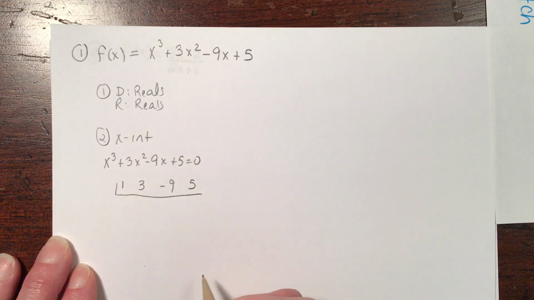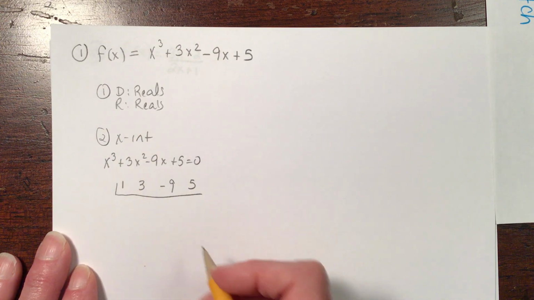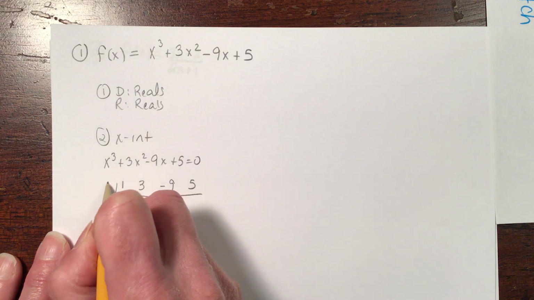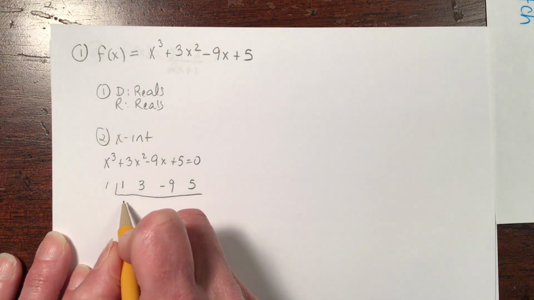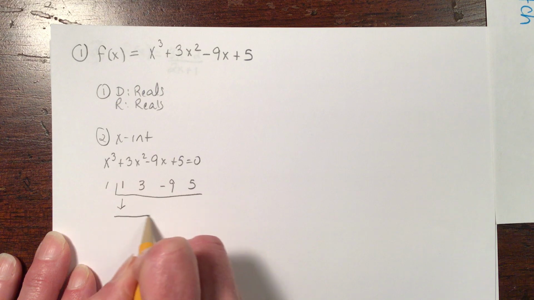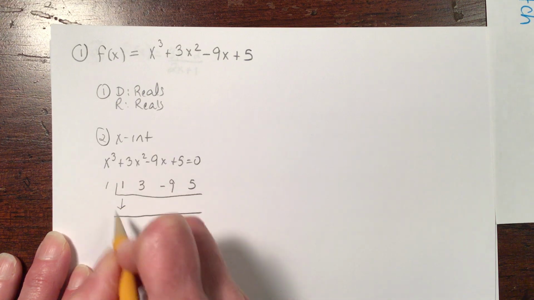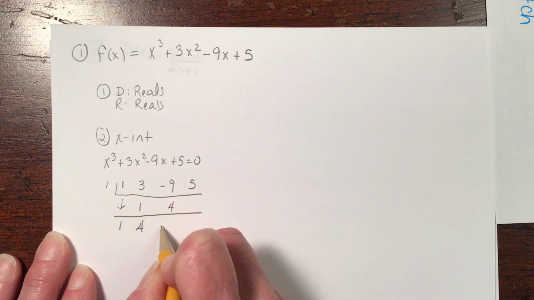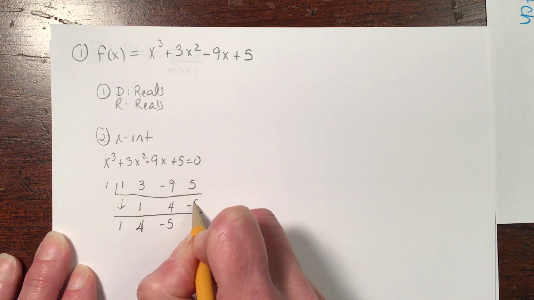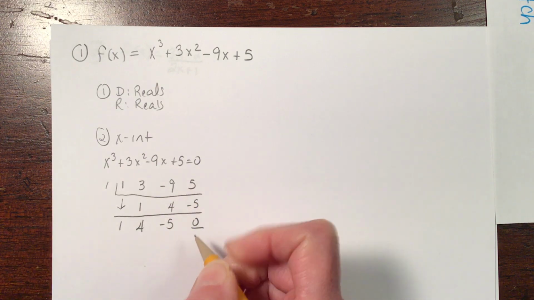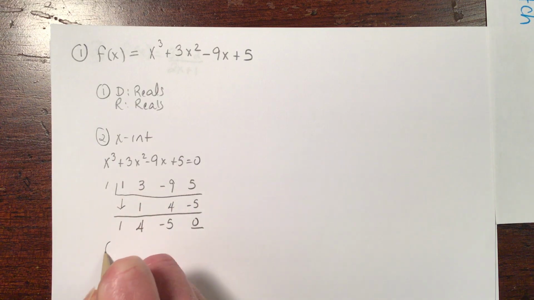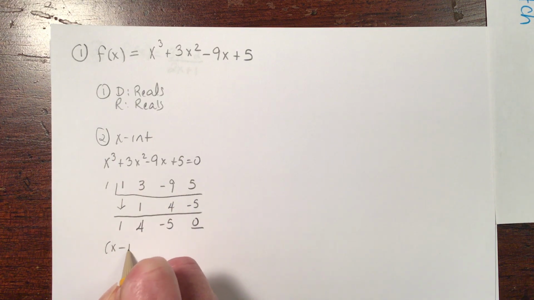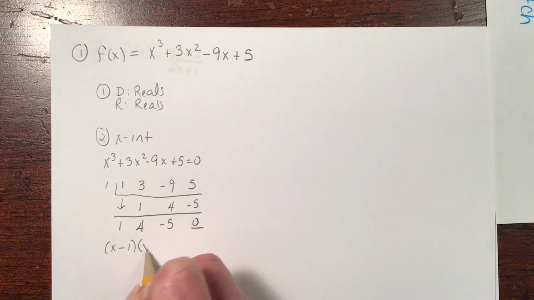With synthetic division, we have to have an x-intercept to start with. My hint here is to always start with 1. Use that as your guess. More often than not, it's going to work. Or I get -5, -5, 0. So basically what we did was we broke this original function into 2 factors.